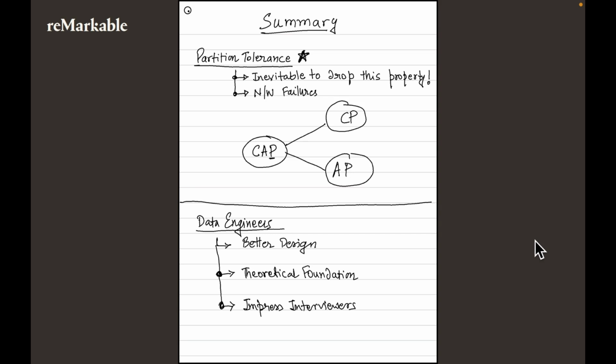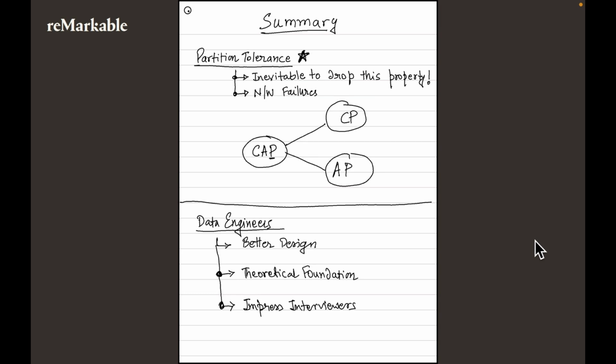If partition tolerance is a constant property in your system, then your system can either be consistent or be available. We cannot have both. Now, this makes the entire CAP theorem even simpler. So instead of picking two out of three, now you have to pick one out of two. Isn't it simpler? Cool.